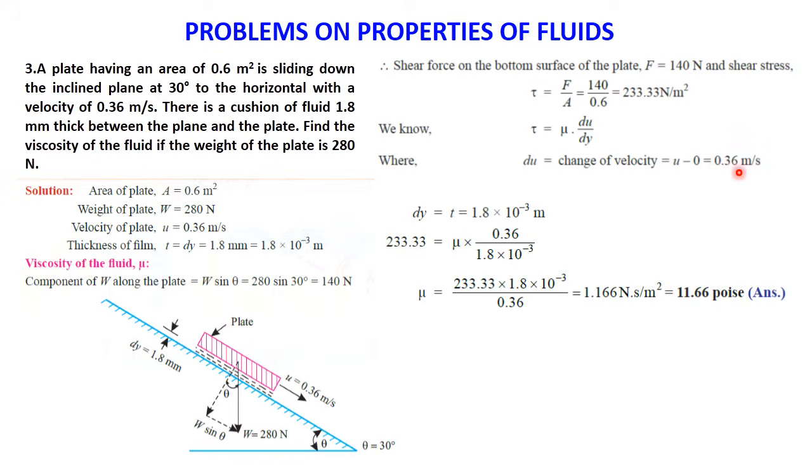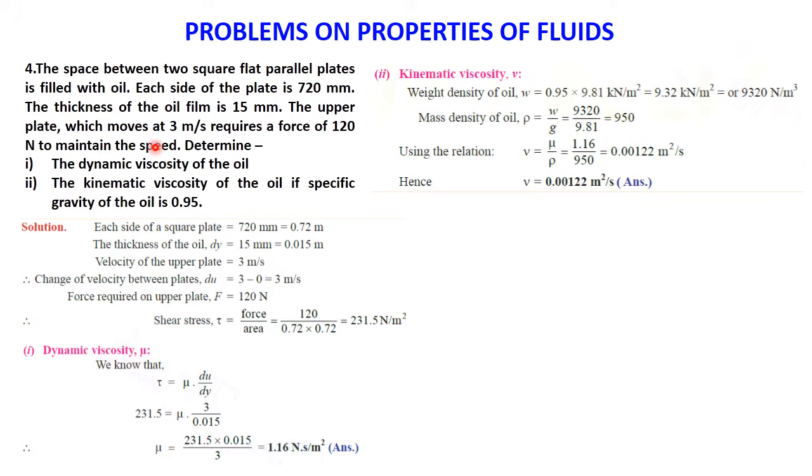Again du, there is no change in the velocity, so du is equal to u, therefore it is 0.36 meters per second. Dy is 1.8 into 10 raised to minus 3 meter. Inputting all the values, tau 233.33 is equal to mu into 0.36 divided by 1.8 into 10 raised to minus 3. When we evaluate these values, we get mu is equal to 1.166 Newton second per meter square, and dividing this by 10, we get 11.66 poise. So this is the answer for the third problem.